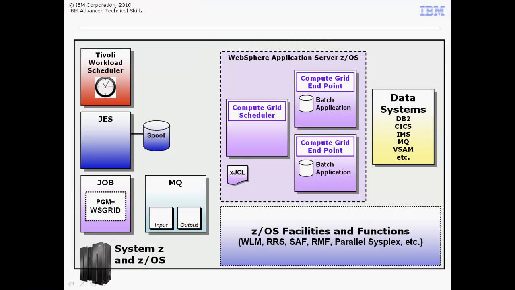What about the output from the Compute Grid batch job? As you'll see, it goes back to the JES spool just as any other batch program would.